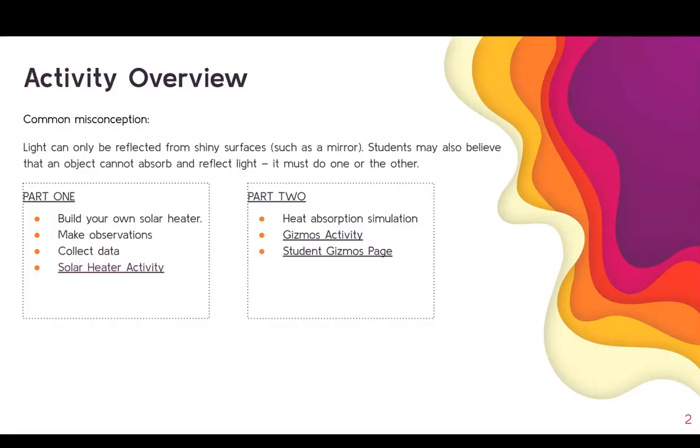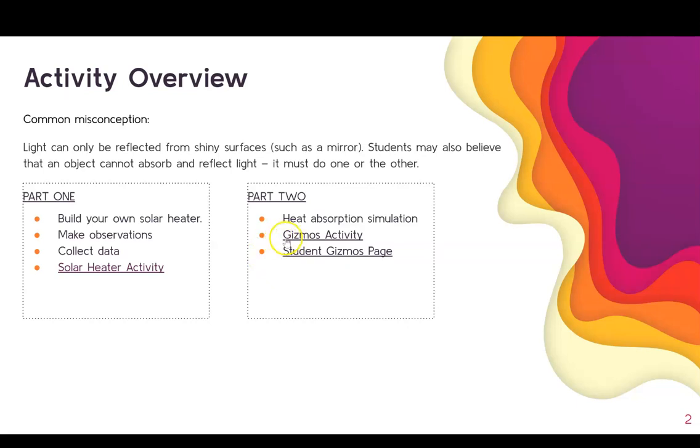I started my project with a common misconception that light can only be reflected from shiny surfaces like a mirror. Students may also believe that an object cannot absorb and reflect light, it must do one or the other. So there were two parts to my activity. One was to build your own solar heater, make observations, collect data, and the other part was to do a heat absorption simulation. It involves a Gizmos activity.